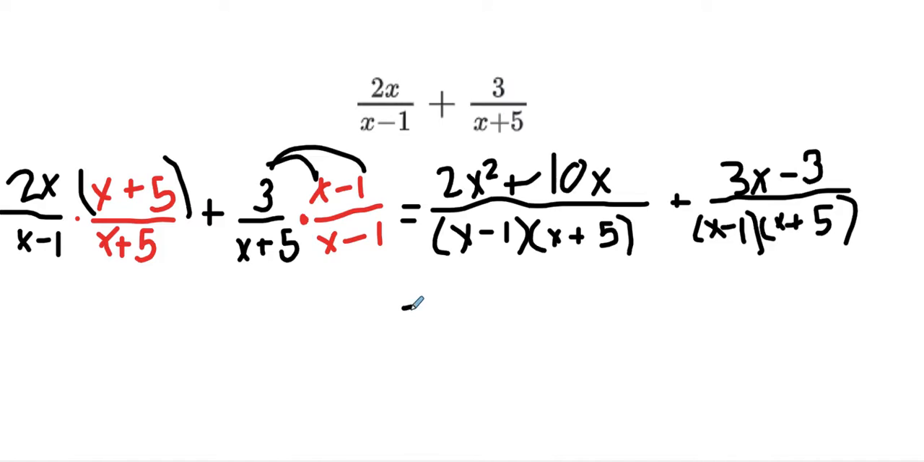Right, you guys should be recording all of this in your notebook. Now that I have a common denominator, I can add my numerators. Okay, so any like terms I have, I'm going to add. So this leaves me with 2x squared. X terms, I have 10 x's and 3 x's over here, so that gives me 13 total x's. And then minus 3.